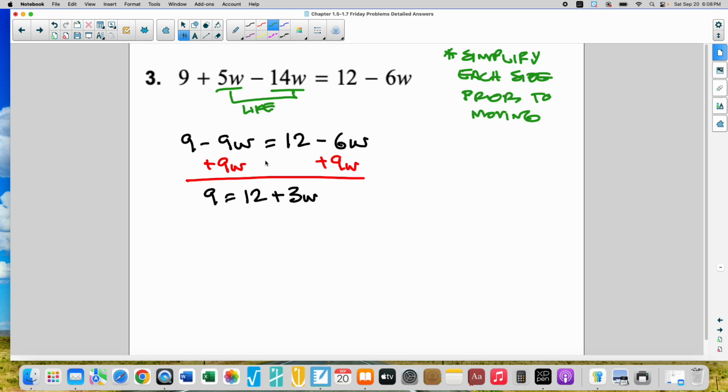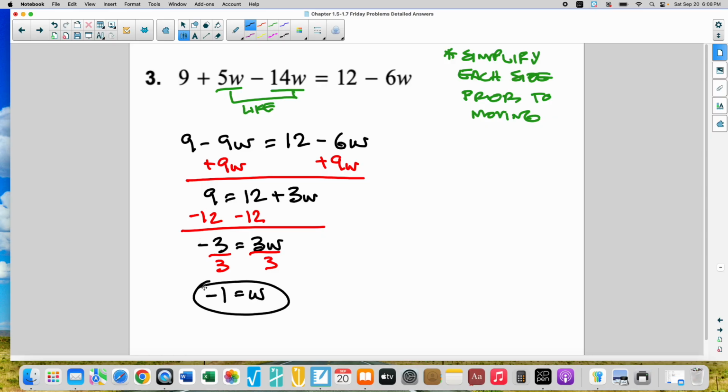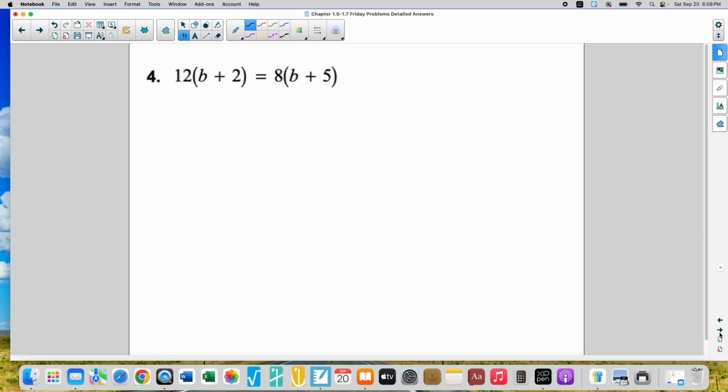Now I'm going to move my constants. Minus 12, minus 12. Negative 12 equals 3w. We'll divide by 3. Notice the negative here, so that simplifies to negative 4 equals w. Remember, simplify first. Simplify.